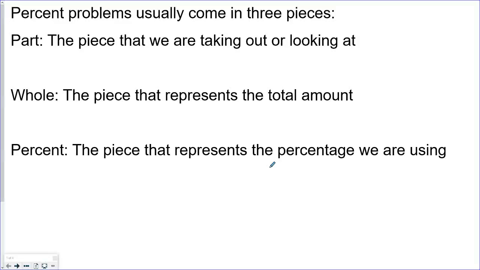So in this video we're going to be looking at how to solve more basic percent problems. The last video on percents was just kind of the basics and the mechanics of them, and this is going to be more focused on the problem solving aspect.